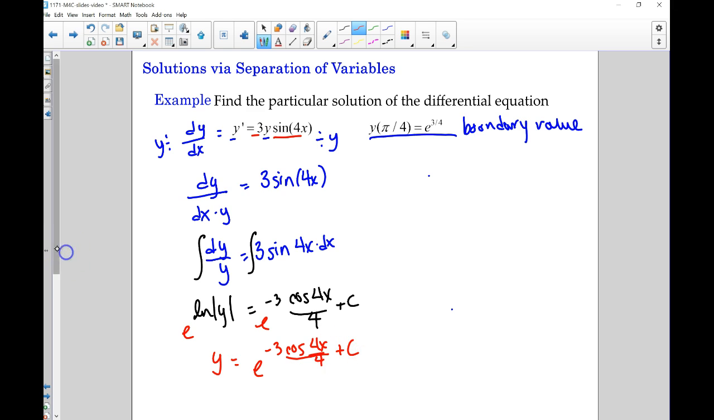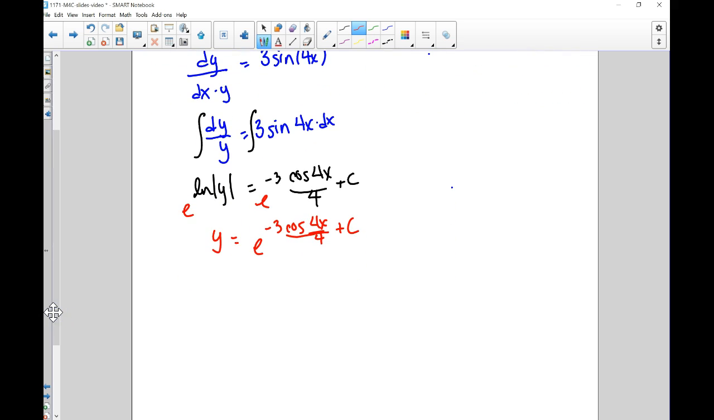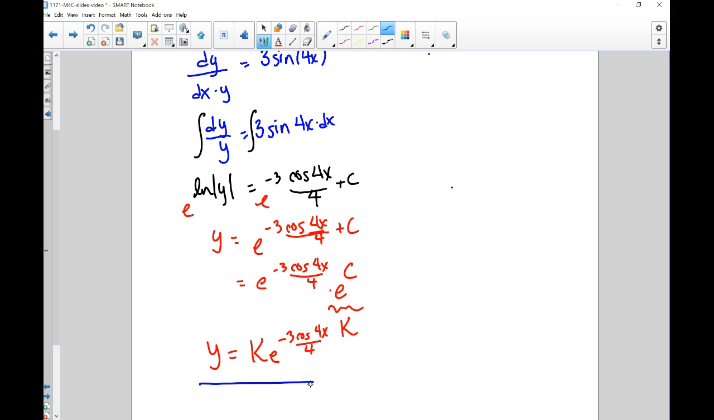Now, technically by the laws of exponents, we could, if we chose to do so, rewrite this as e to the negative 3 cosine of 4x all over 4 times e to the c. And then this, we could name another constant, big K, and then we would obtain the solution, big K e to the negative 3 cosine of 4x all over 4. Okay, that would be another form of the general solution.